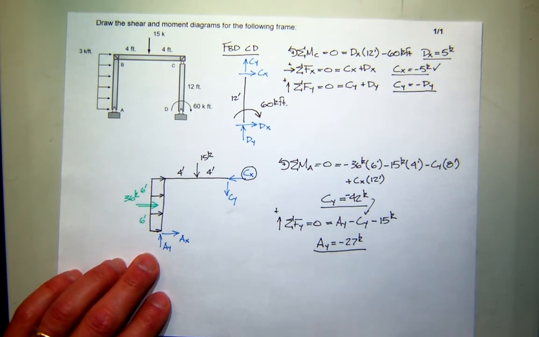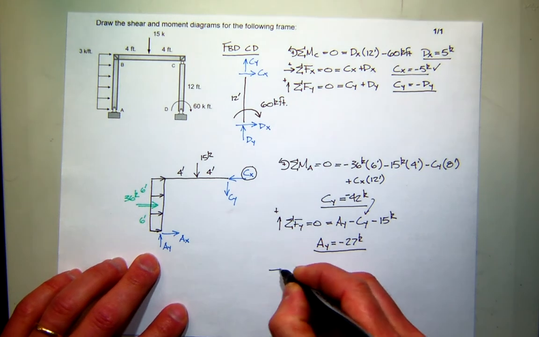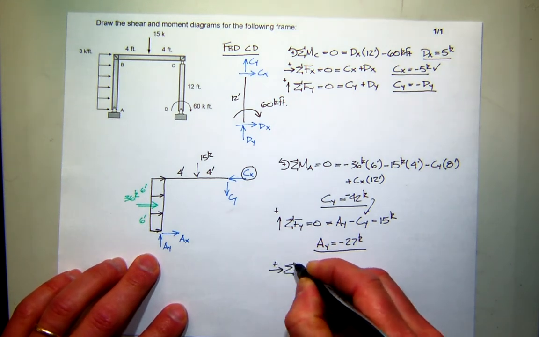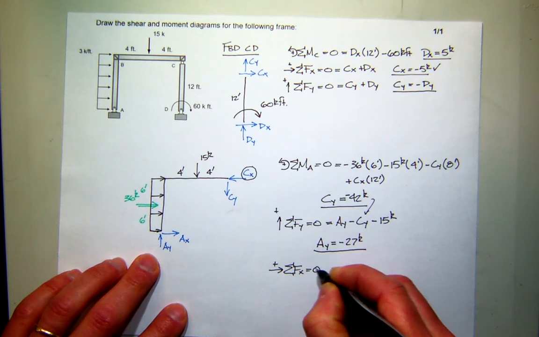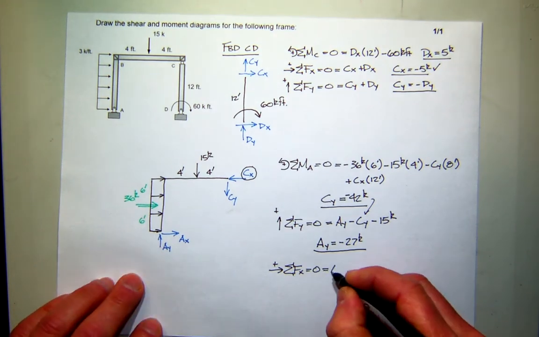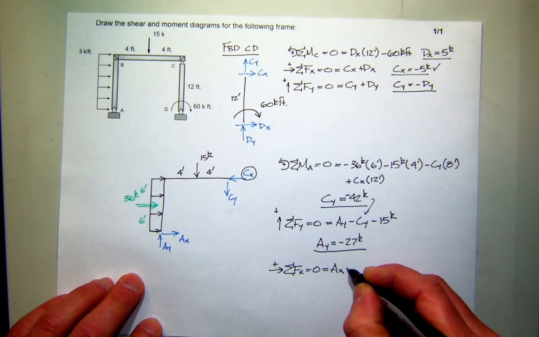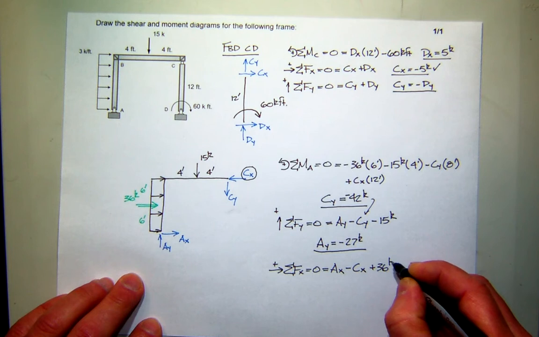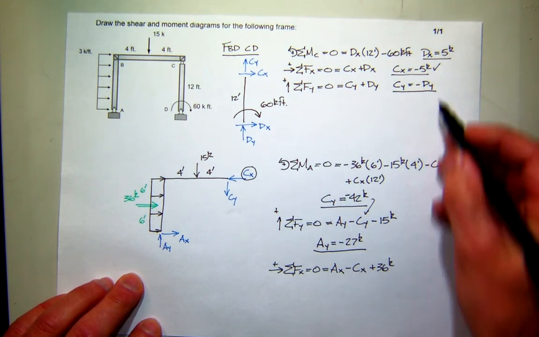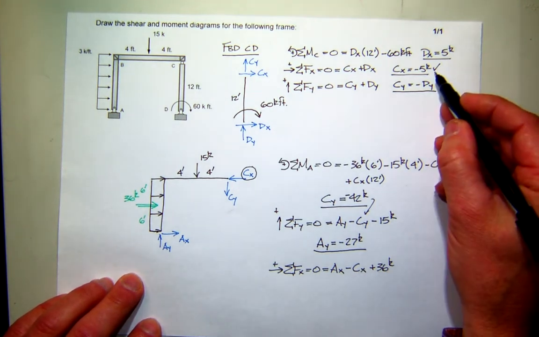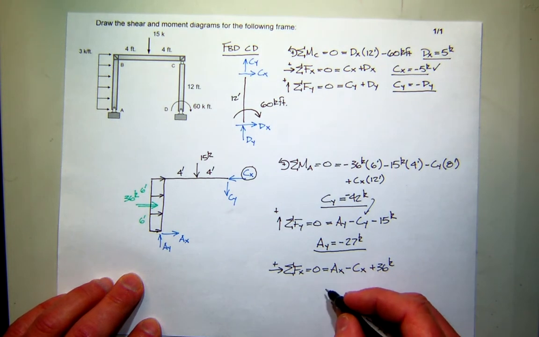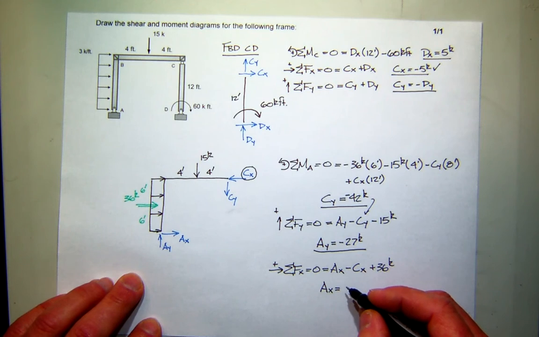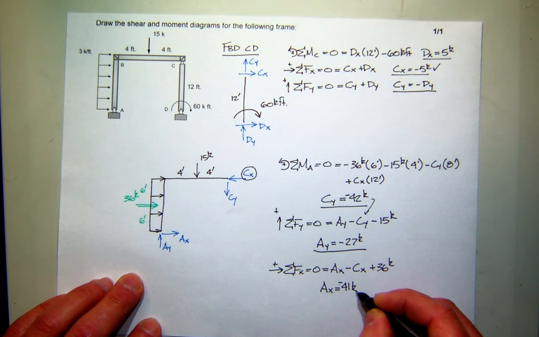Okay, that was interesting. So we've got one more to do here. We're going to sum forces in the x direction. And according to my free body, that would be AX minus CX plus 36. Now remember, CX is negative 5. Negative 41. That's what it looks like to me. That makes sense. It makes sense that it's negative. Oops, I lost my 90 sign, sorry. It should be negative 41.